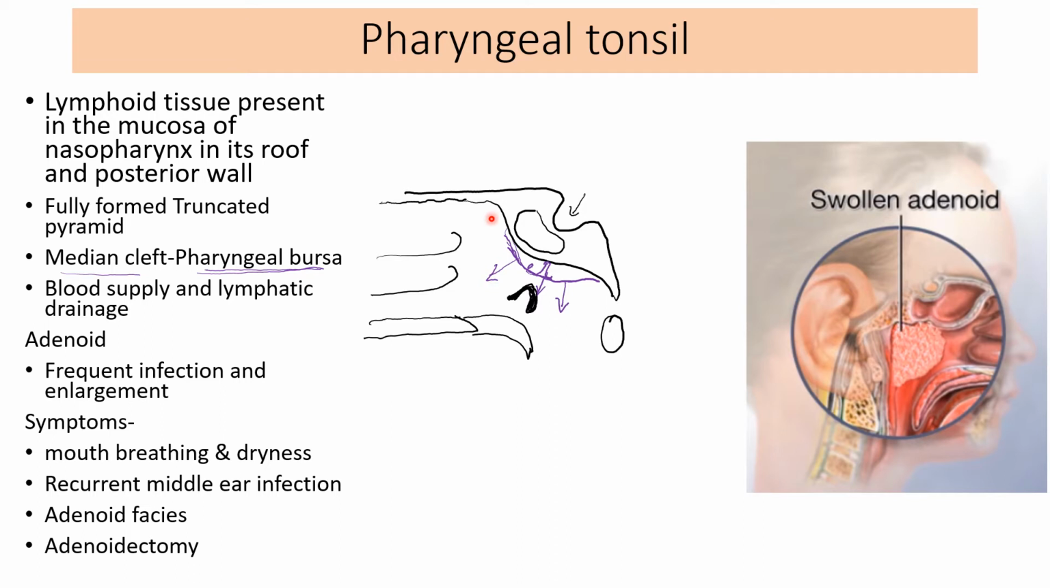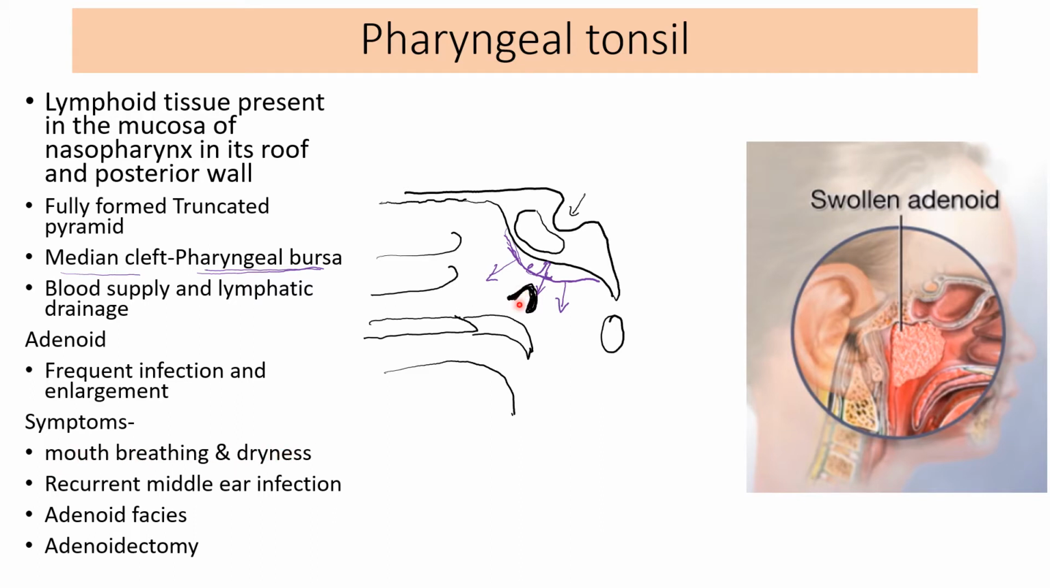So what are the symptoms? Suppose the posterior end of the nasal cavity is blocked by the adenoid. What will happen? The child starts breathing through the mouth. So this is the posterior end of the tongue. Because of the mouth breathing, there is dryness of the mouth here. Okay, mouth breathing and dryness, that is one symptom.